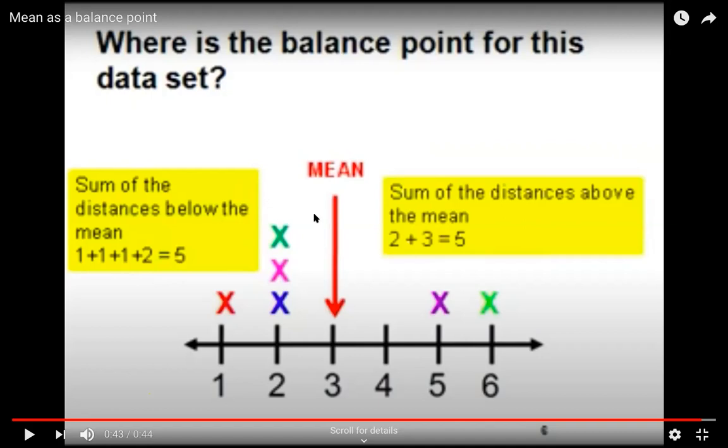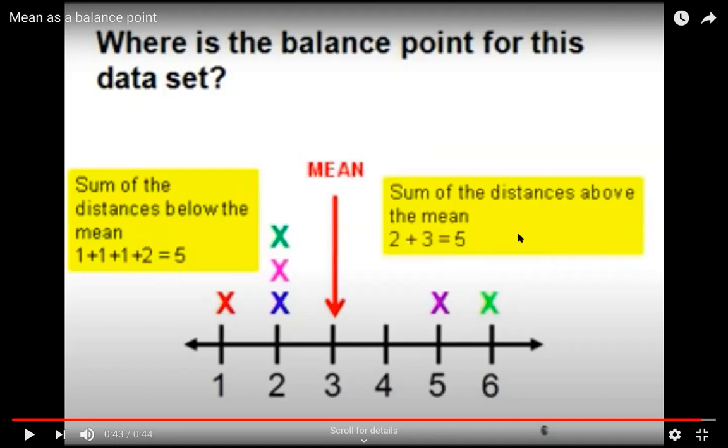So what is the sum of the distances below the mean? It is 1 plus 1 plus 1 plus 2. And how much do we get? 5. Is it clear, everybody? Yes. Okay, very good. Now let's study the distances above the mean.